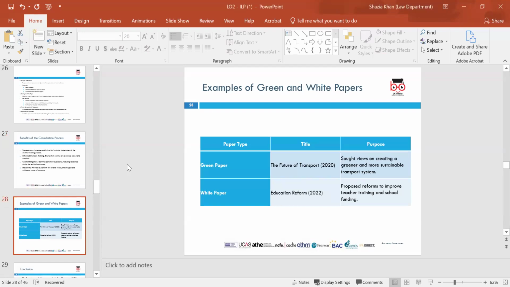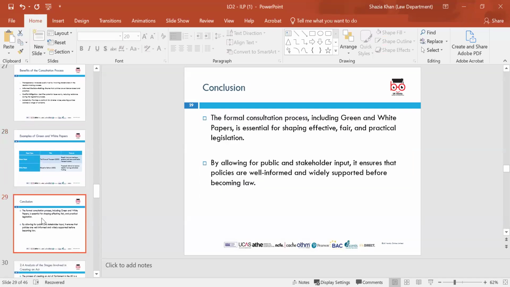So the green paper was the Future of Transport 2020, and the purpose was to seek views on creating greener and more sustainable transport systems. And then the white paper was the Education Reform 2022, which was there to propose reforms to improve teacher training and school funding. So these are some examples, and they're really important when it comes to conclusion in regards to the process. Green paper and white paper is essential to make it fair and practical, and allowing input from stakeholders and public so that it's supported and becomes a law. So it's really, really important in regards to that.